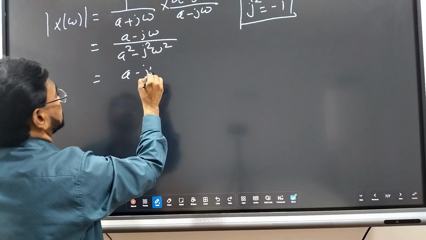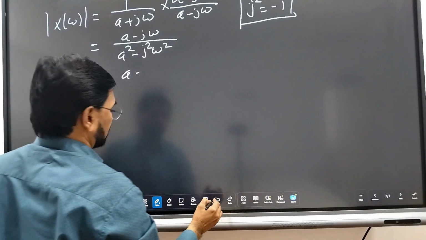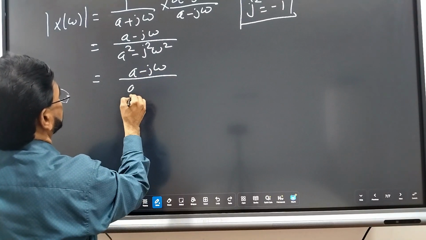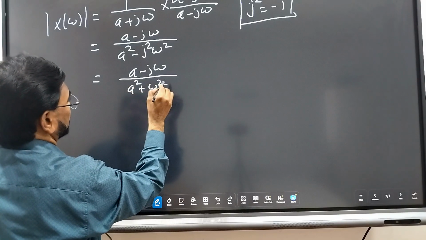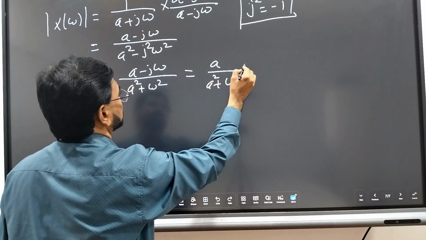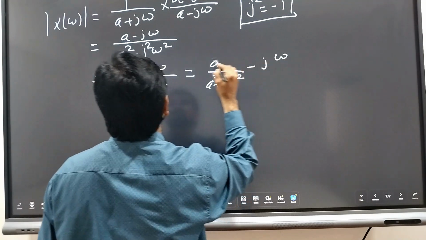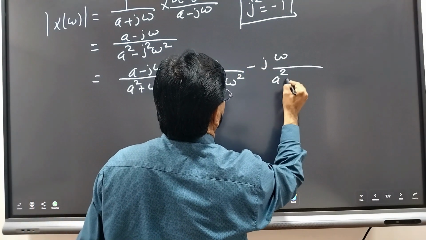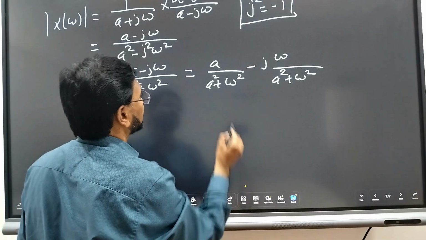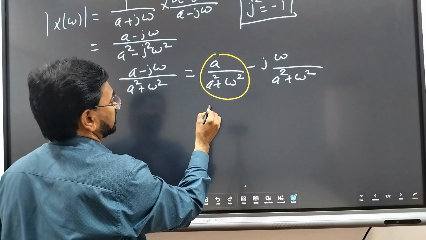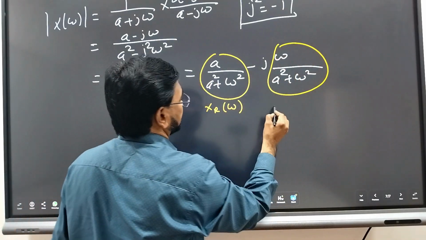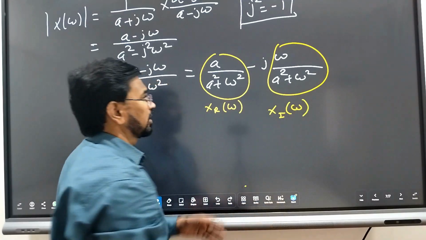So it will become a minus j omega divided by a square plus omega square, so it will be a divided by a square plus omega square minus j omega divided by a square plus omega square. What is the real and imaginary part here? We can see clearly, this part is the real part, X_R of omega, and this part which is with j is X_I of omega, the imaginary part.